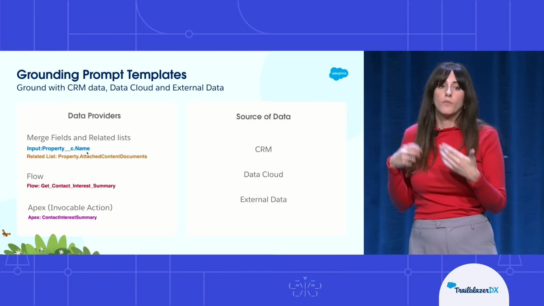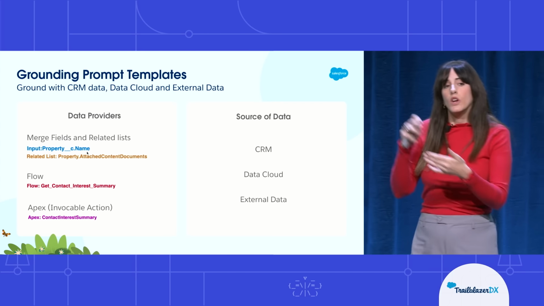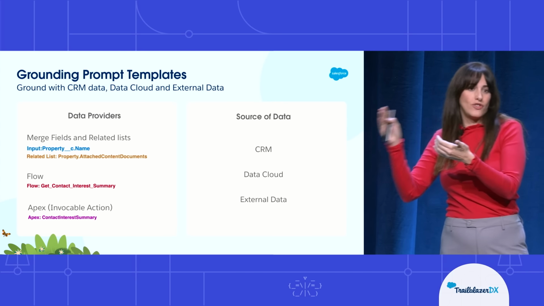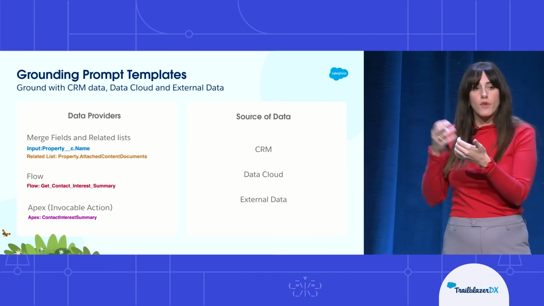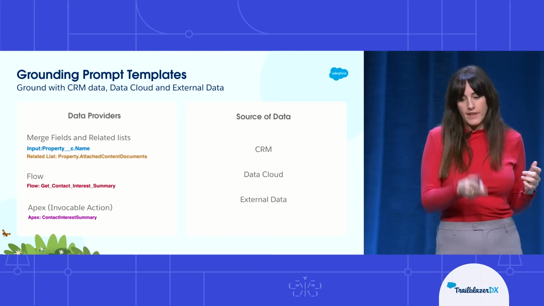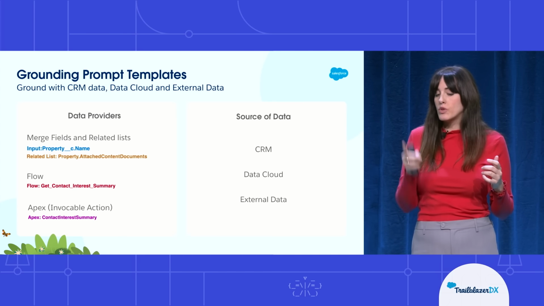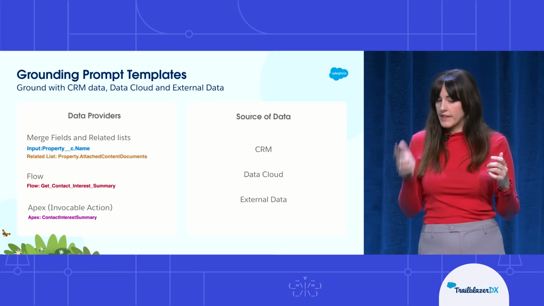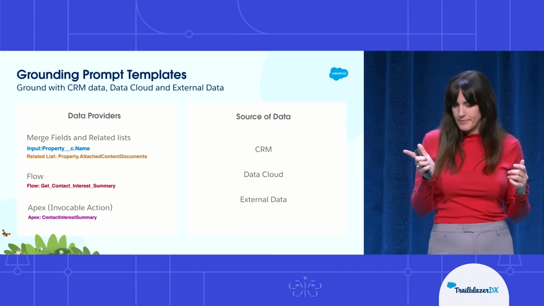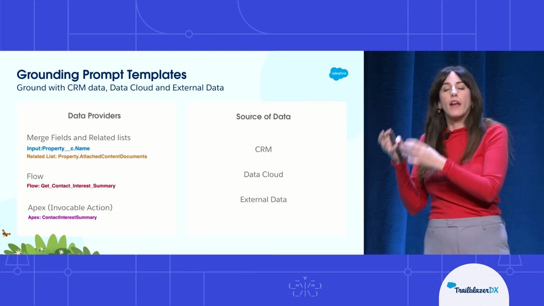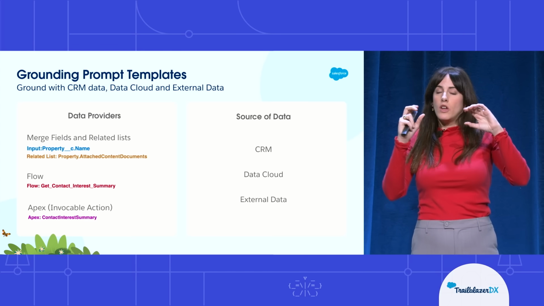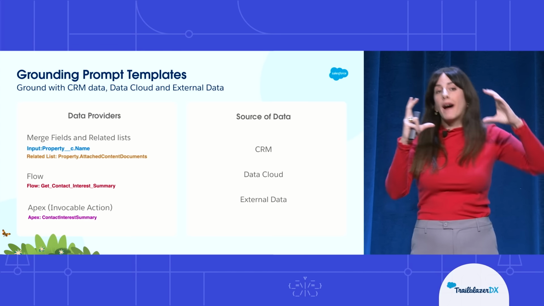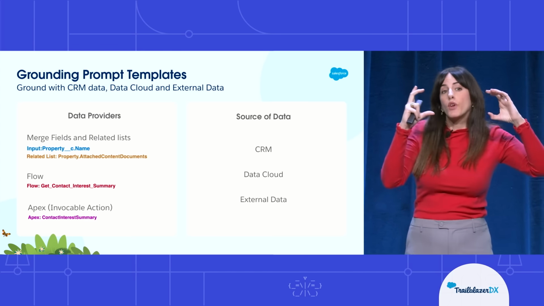This is in your prompt template. You can use merge fields with dot notation to retrieve information from the records that are bound to your prompt template. And by the way, this also works with Data Cloud fields for contact and lead. You can also use Flow to compute some information and make it part of your prompt when it is resolved.